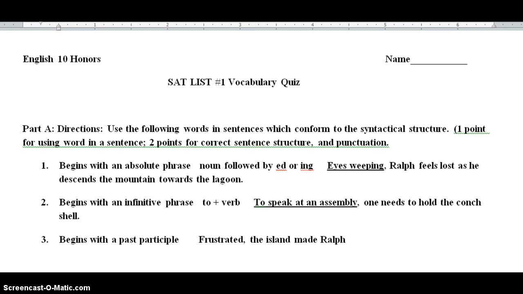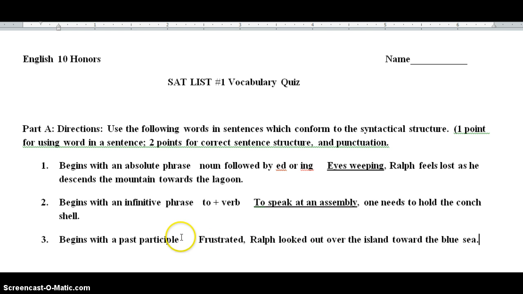Ralph feel sad. Okay, this is an incorrect use of the past participle, because as written, frustrated describes island and has to be right next to Ralph. Okay, so this would be wrong. Some of you in your vocabulary sentences had this incorrect. So how we can make this better: Frustrated, Ralph looked out over the island toward the blue sea. Okay, so that's past participle.